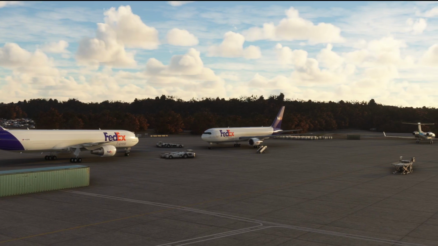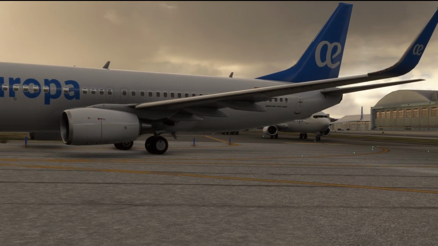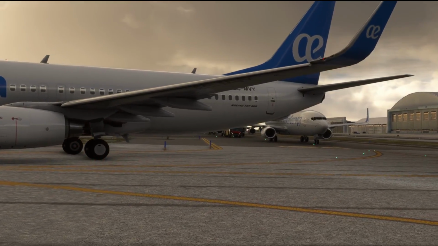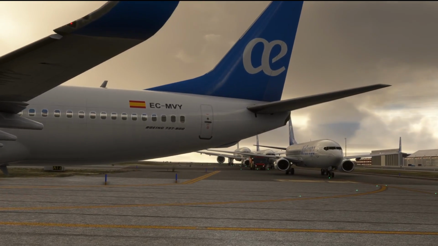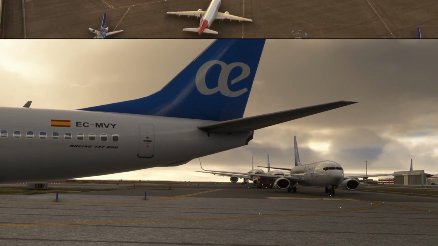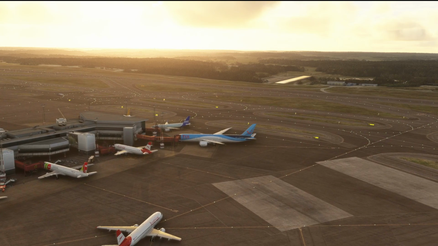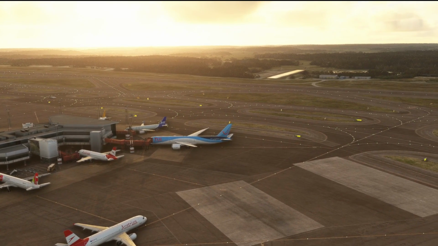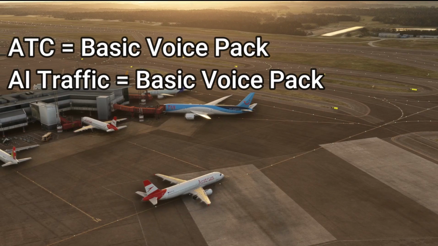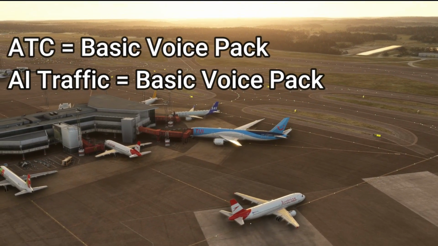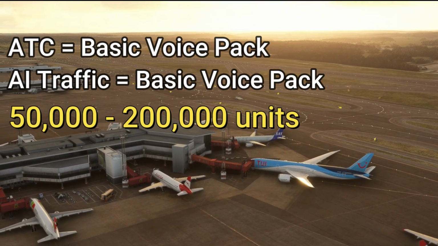However, if you want to use the basic voices that we have just heard a sample of, then this does use some units of transmission time. How many units does that use? Well, again, this is where it gets a little bit complicated, because not only are you going to have the voices of the air traffic controllers, but presumably if you want good realistic air traffic control, you probably also want good realistic voices for the AI aircraft that are also going to be flying around your virtual skies. So let's look at this example, as this is quite realistic. For every flight where both the virtual air traffic controller and your AI traffic are using the basic voice model pack, you can expect to use anywhere between 50,000 and 200,000 units of transmission time.